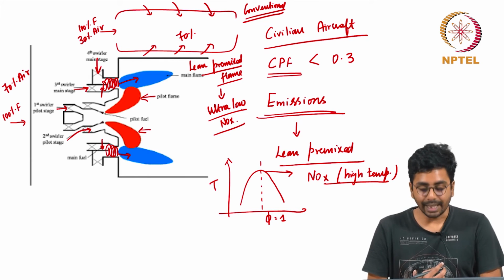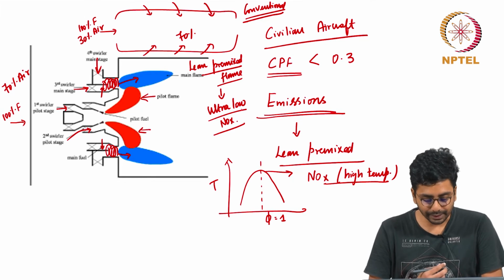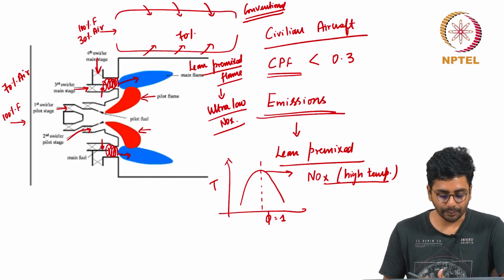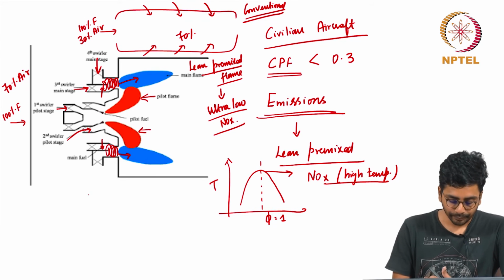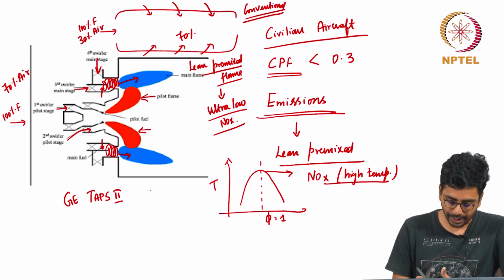Not that everything is great with this system, there are instability issues that have to be dealt with, and several novel designs have evolved over the last 20 years. One such design is the GE TAPS 2 combustion chamber and the Pratt & Whitney Talon X.